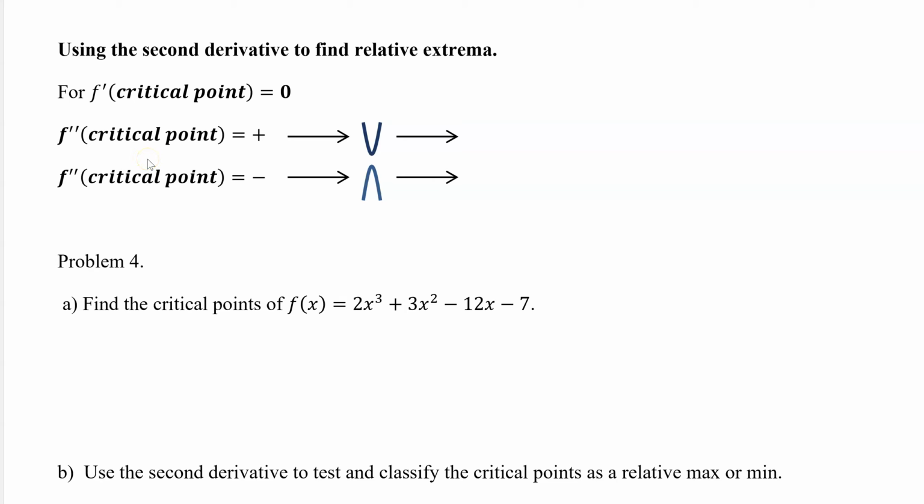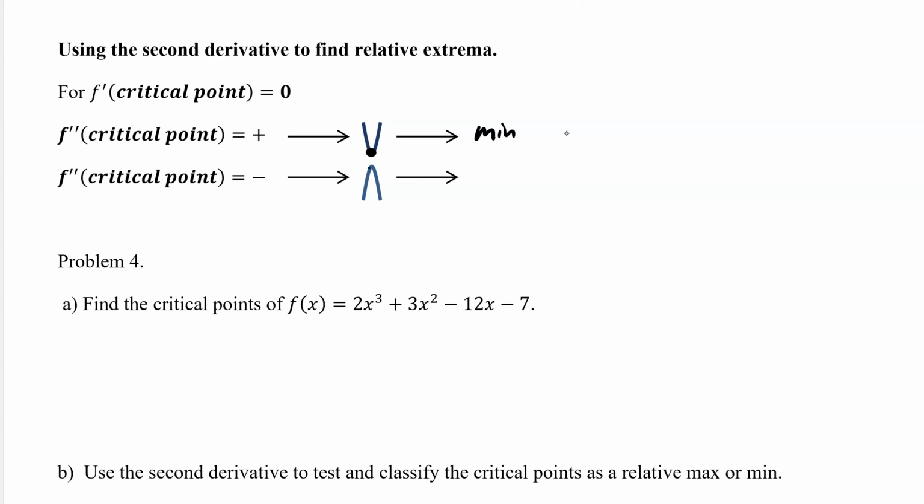So this is another method. Now this method doesn't always work, but if it does, it's a very nice method. So we already know that if we take the derivative of our critical point, it's going to give us 0. And so now if we take the second derivative of our critical point and it comes out positive, then we know that we have a concave up at that critical point right there, making this a minimum, a relative minimum.